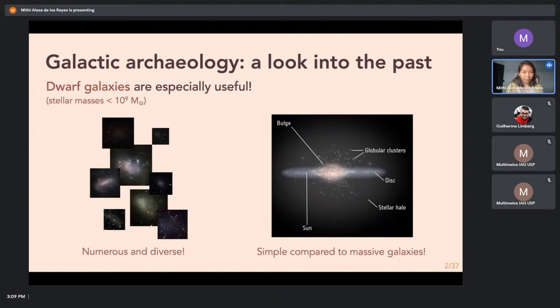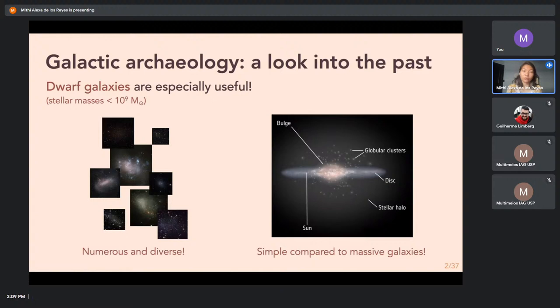So when I say dwarf galaxies, I just mean relatively low mass galaxies with stellar masses of less than about 1 billion solar masses. And these dwarf galaxies, I think, are especially useful for a couple of reasons. First of all, there are a lot of them. For every Milky Way mass galaxy, there's on the order of hundreds of dwarf galaxies. And they're also quite diverse.